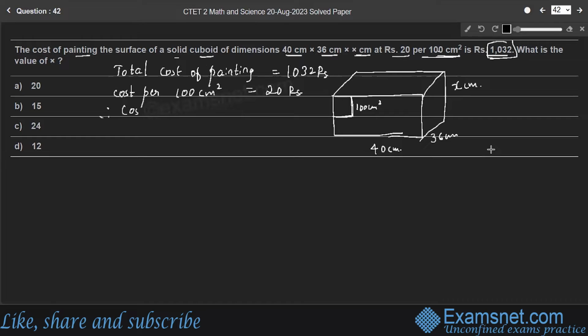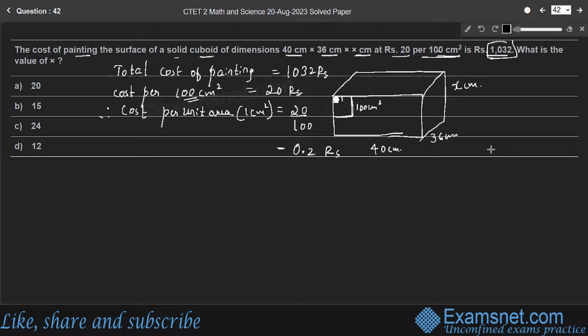Therefore, cost per unit area, or cost per 1 centimeter square. For 100 centimeter square, it takes 20 rupees. Therefore, for 1 centimeter square, it takes 20 by 100 rupees, which is 0.2 rupees, right? So to paint a small area of 1 centimeter square like this, it takes 0.2 rupees, right?